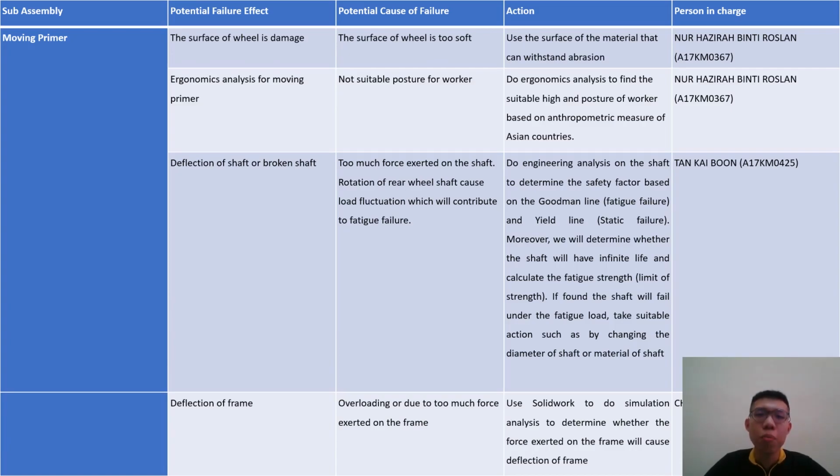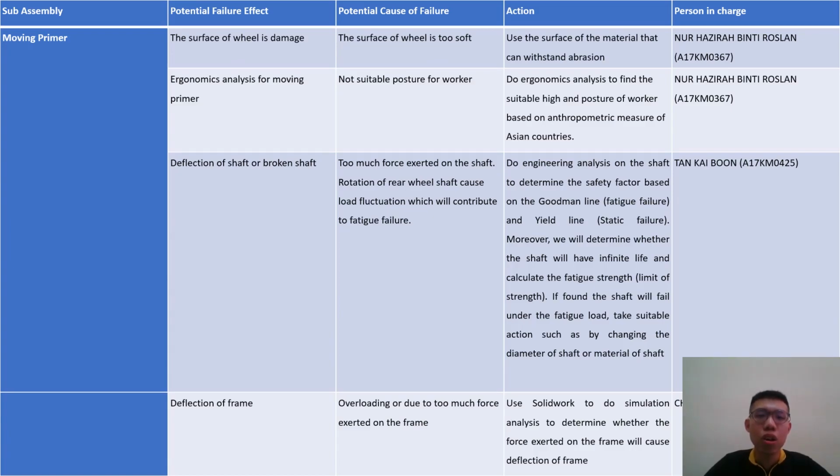The recommended action is to do an ergonomic analysis to find a suitable height and posture for the worker based on anthropometric measures of Malaysians. Another potential cause of failure is too much force on the shaft. Rotation of the rear wheel shaft causes load fluctuations which will contribute to fatigue failure in the shaft. Thus, the potential failure effect is deflection of the shaft or a broken shaft. The recommended action is to do engineering analysis on the shaft to determine the safety factor based on the Goodman line and gear line. However, if the shaft is found to fail under the fatigue load, suitable actions such as changing the diameter or material of the shaft will be taken. The result of the engineering analysis will be discussed after this.